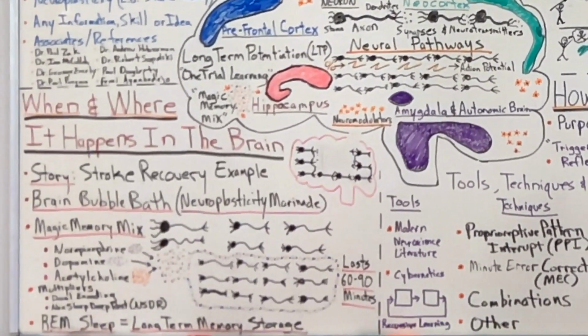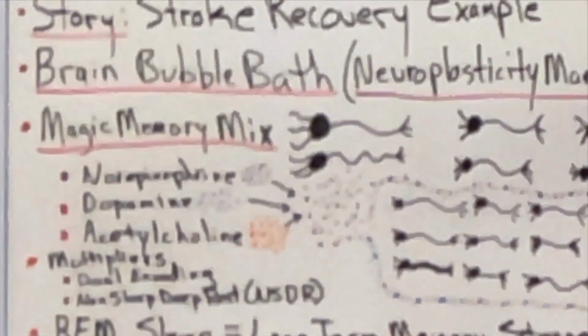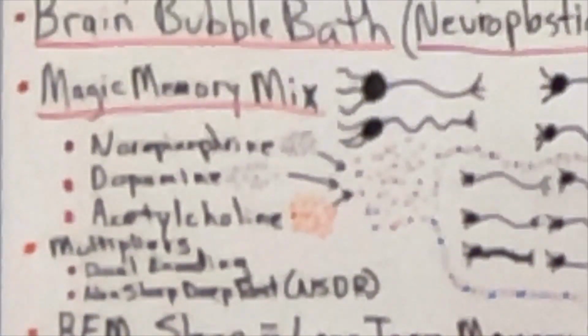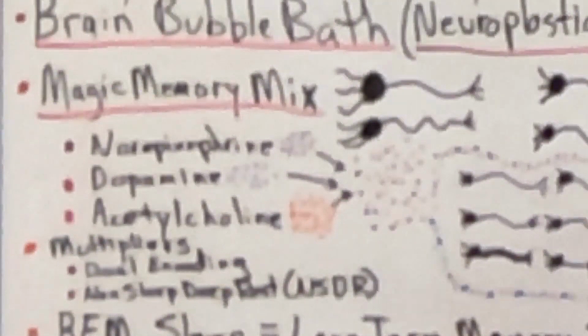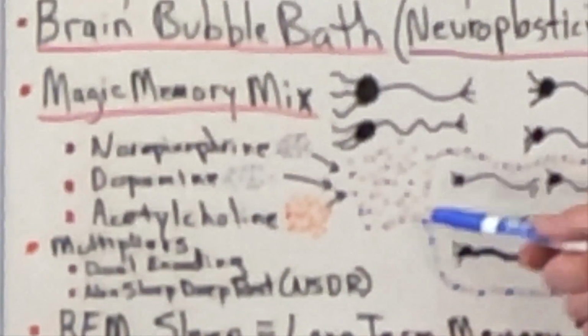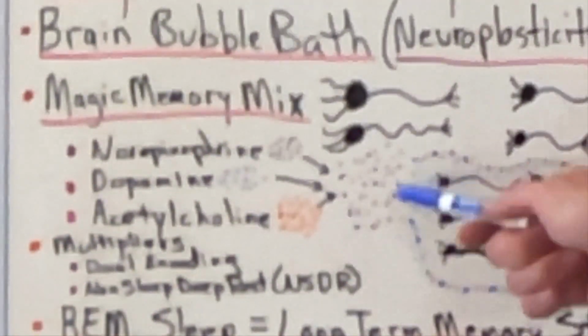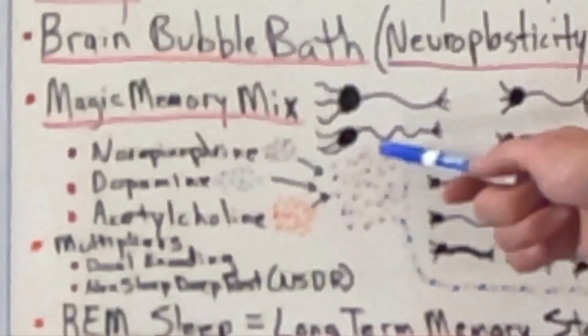I do call it. I also call it the magic memory mix. M3 with a little superscript. It's 3 chemicals. It's norepinephrine, dopamine, and acetylcholine. See, they each have their own little colors. When they mix together, that's M3. That's the magic memory mix. That's what was happening on 9/11. That's what happened when you heard that you weren't going back to college for COVID or whatever.